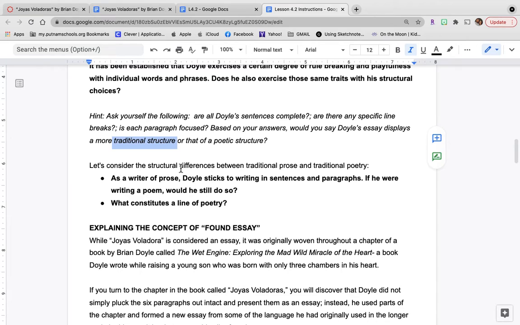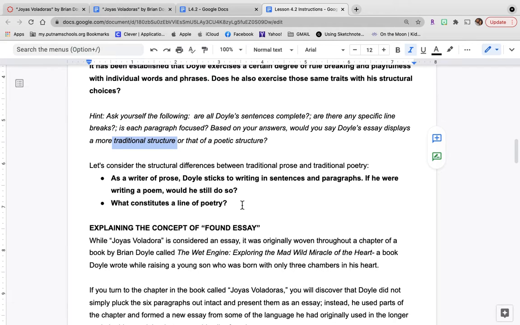So let's consider the structural differences between traditional prose and traditional poetry. As a writer of prose, Doyle sticks to writing in sentences and paragraphs. If he were writing a poem, would he still do so? Probably not. So then what constitutes a line of poetry? A line of poetry can be one word. It can be 3 to 4 to 5 words.